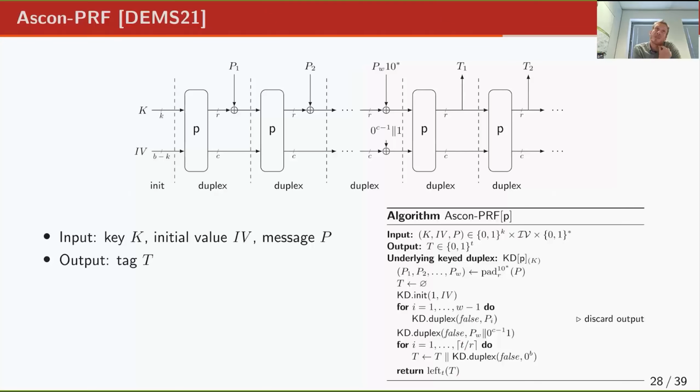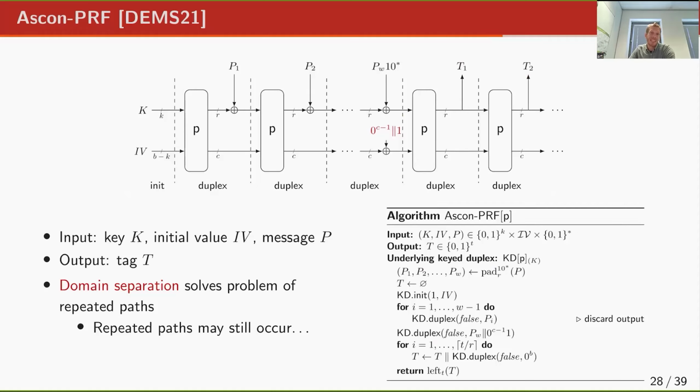How can we solve this? A good way to solve this is in the ASCON PRF. ASCON PRF doesn't do a full Keyak-Ponch, it just does a Keyak-Ponch with an R-bit absorption. But it does domain separation right before squeezing. It just flips a bit in the inner part right before squeezing, and by doing so, repeated paths may still occur, but the attacker cannot exploit them. What happens here is that a repeated path will always end up in an absorbing duplex. You cannot have a repeated path where one of them ends up in an absorbing duplex, but the other in a squeezing duplex.